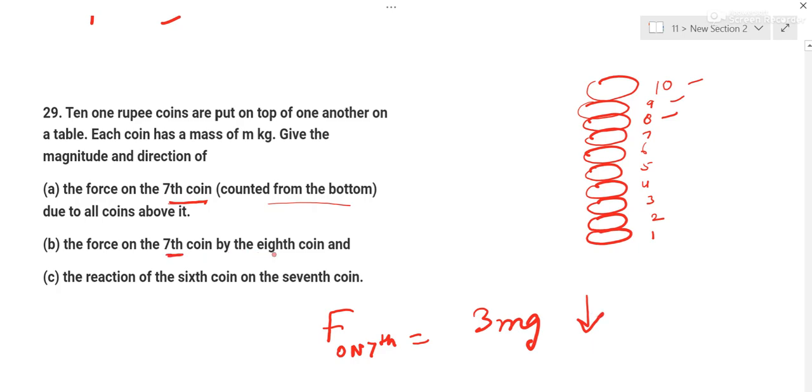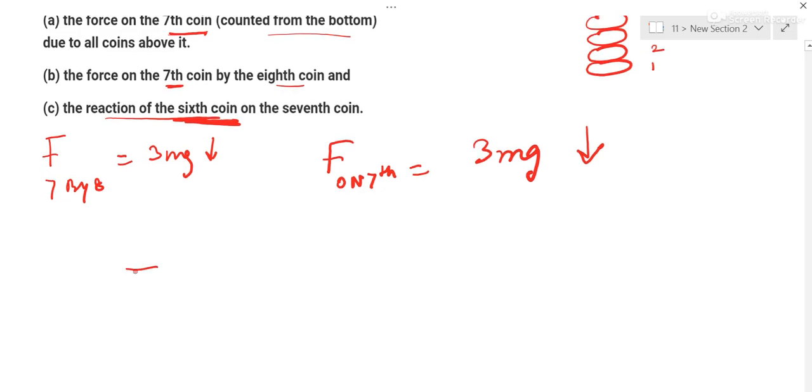What is the force on the 7th by the 8th? Now see, on the 8th already these two, 9th and 10th, are exerting their weight, and the 8th will also exert its weight on the 7th. So again it is 3 mg down. Okay, now the reaction force of the 6th on the 7th.